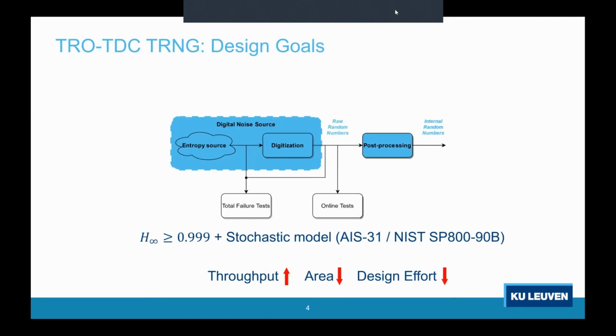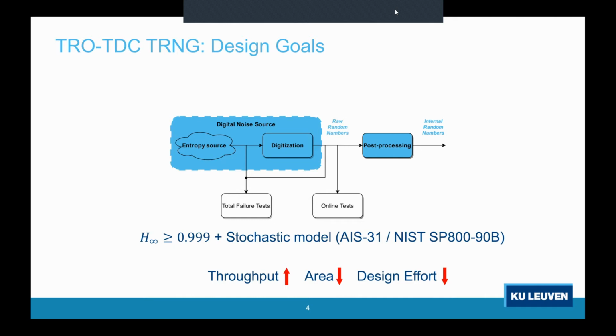Thus, when designing our new TRNG, our goal will be to have at least 0.999 bits of min-entropy for the internal, that is post-processed, random bits, to be sure to satisfy both AIS 31 and NIST standards. Our goal is also to have a realistic stochastic model that will account for the effects of inherent hardware process variations and employ it to actually estimate the lower bound of min-entropy contained in each random bit. Our goal is also to have a high throughput and low area with also low design effort.